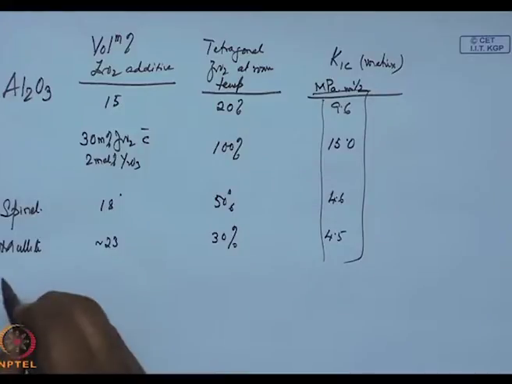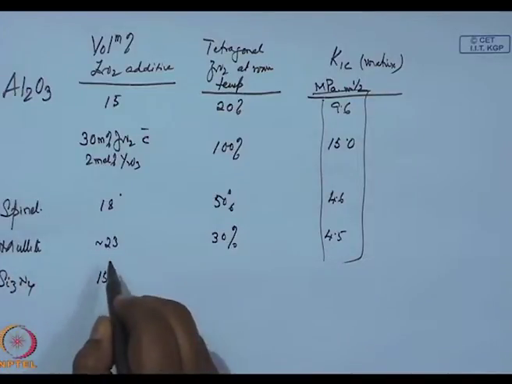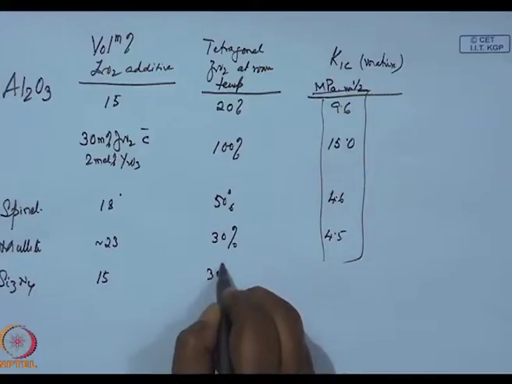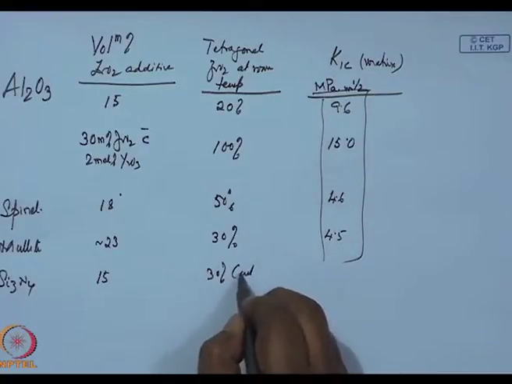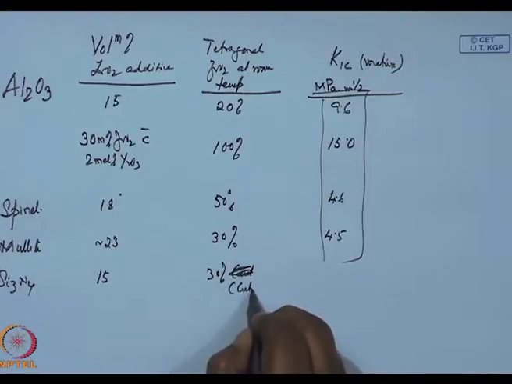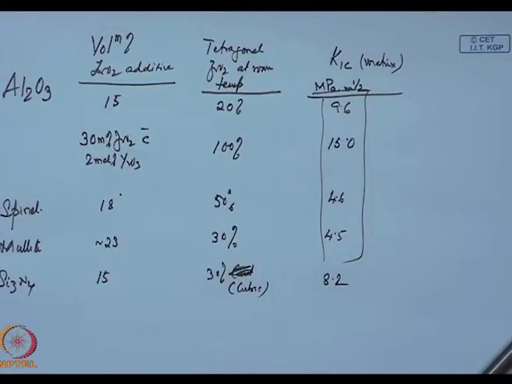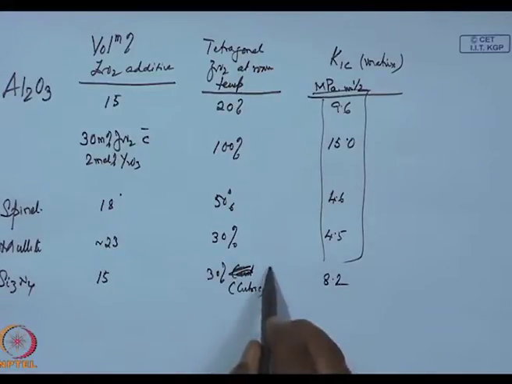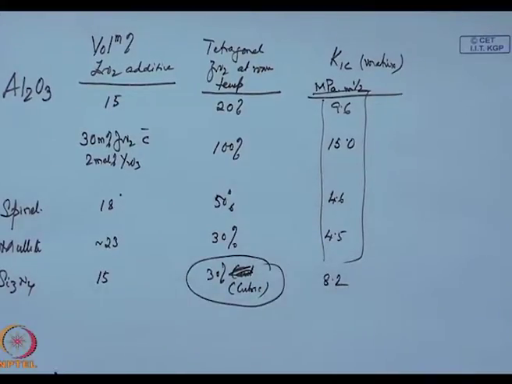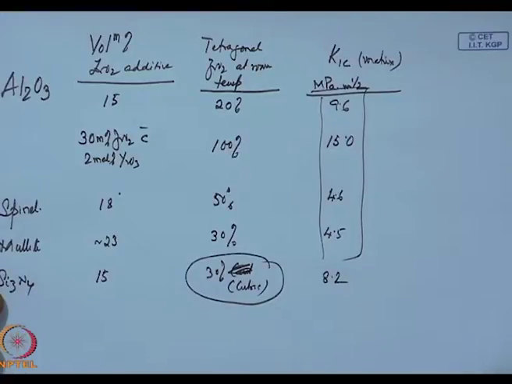Let me remember, let me see, silicon nitride, Si3N4, 15%, 30%, and this was not TZP, this was cubic zirconia which was formed, and the fracture toughness was 8.2. Now, you better remember this is cubic and not tetragonal. I will leave it to you to find out why this happened.